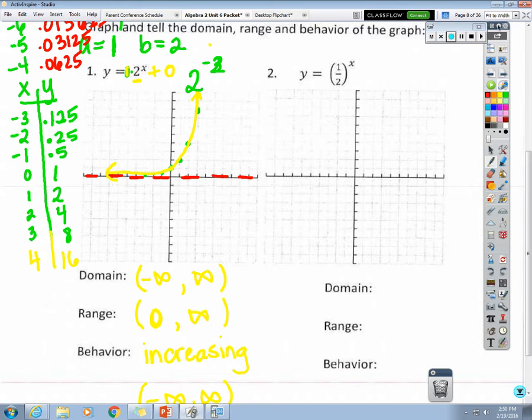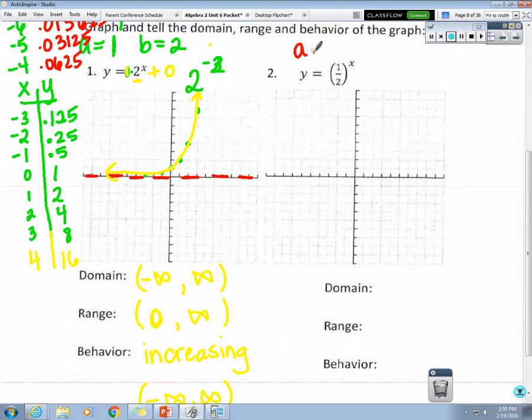Alright, number 2. What's your a value? What's your b value? Okay, so is this a growth or a decay? A decay. So we already know our graph's going to look like this. It's going to go down from left to right. Where's it going to cross the y-axis? 1. Your a value is your y-intercept. So you can go and plot that. Now, we know 2 things about it. We know where it crosses the y-axis, and we know it's going to be going down. So we could do a rough sketch.